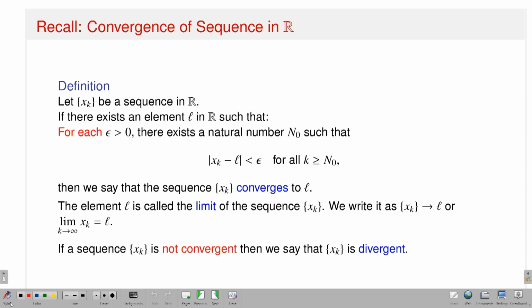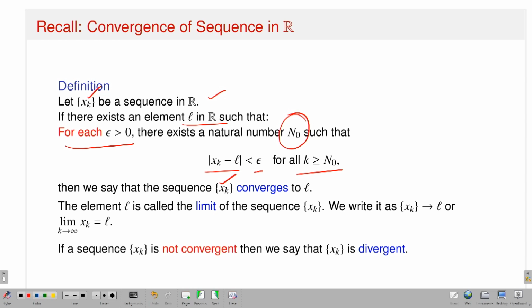Okay. So, what is the notion of convergence of sequences in Rn? Let me first see what is the meaning of convergence of sequences in R. What is the definition of convergence? You start with a sequence xk in R. If there exists an element L in R such that for each positive epsilon, there exists a natural number N naught such that the distance |xk minus L| is less than epsilon for all k greater than or equal to N naught, then I will say that my sequence xk converges to L.